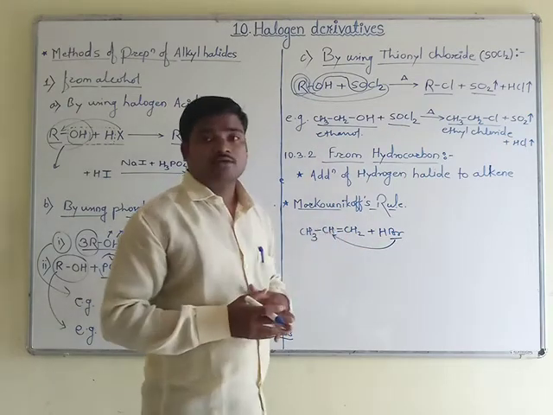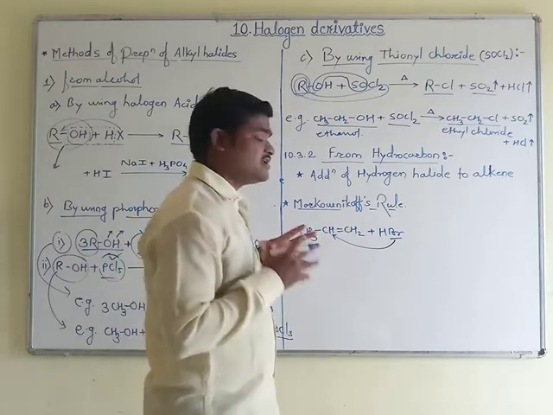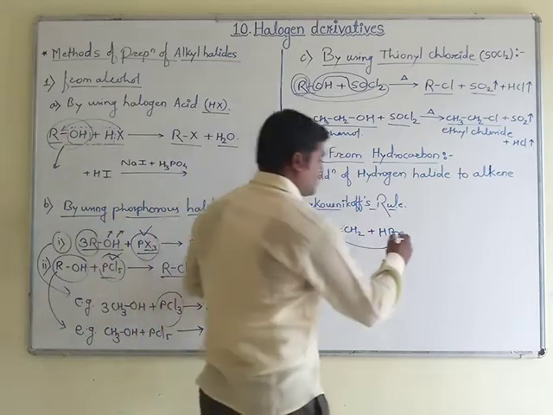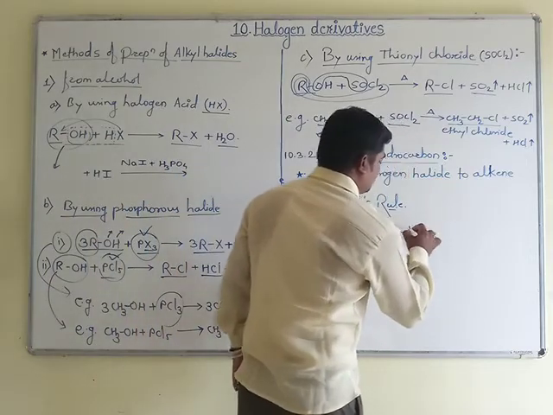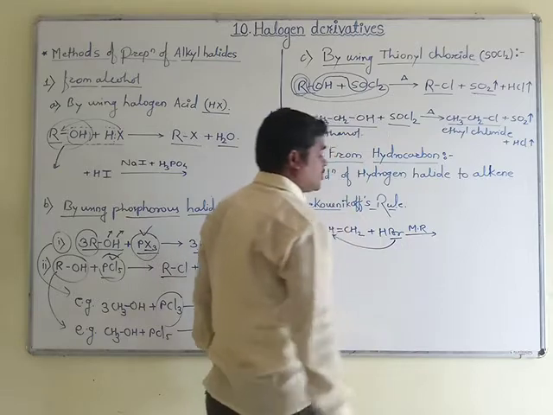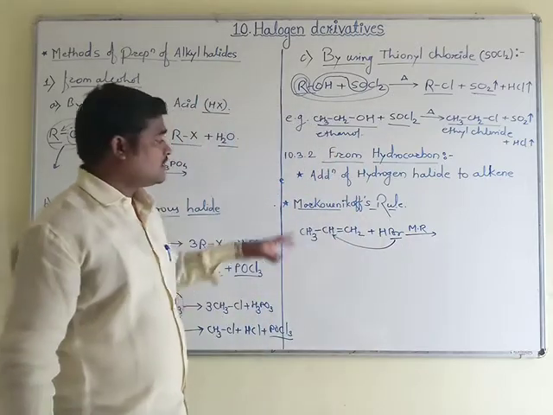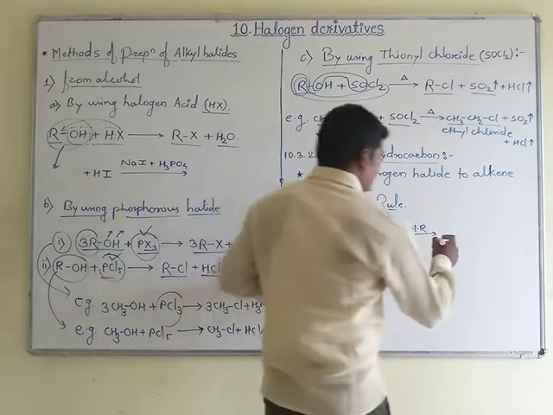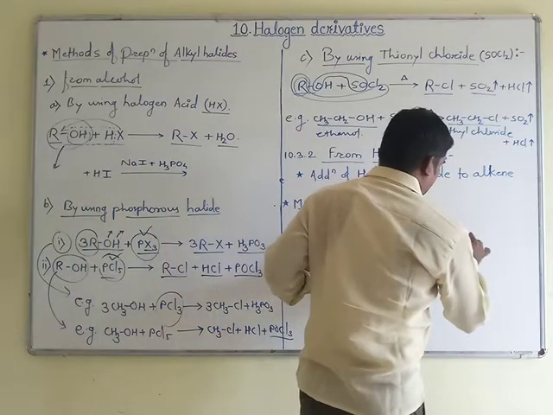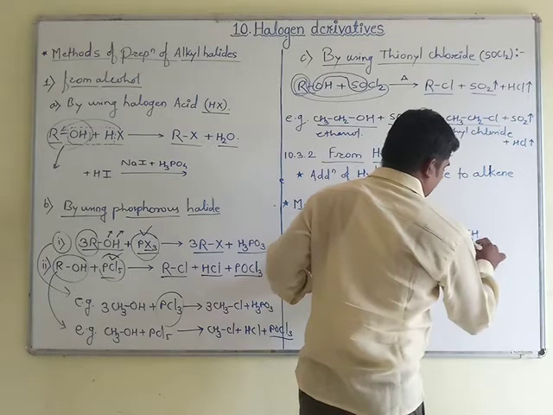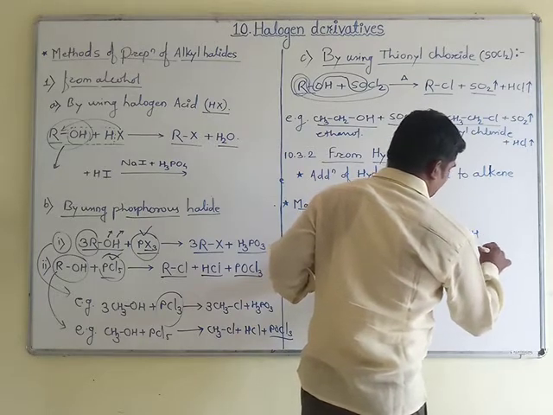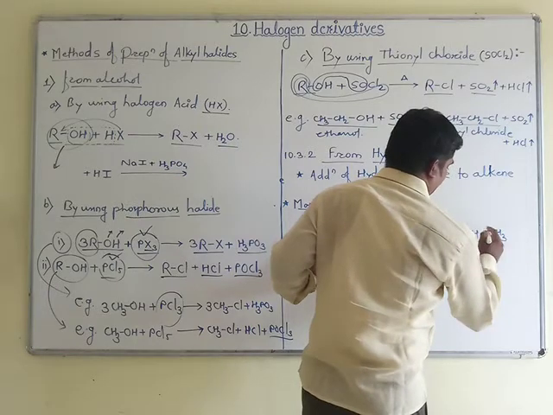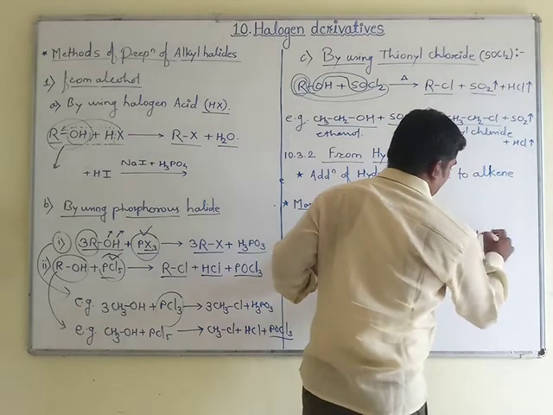So we will get a mixture of two products, one major and another minor. Now we will see how this addition will take place. Here on the arrow we have to write MR, because addition is taking place according to Markovnikov's rule. So the product which we are getting here is nothing but CH3CHBrCH3.